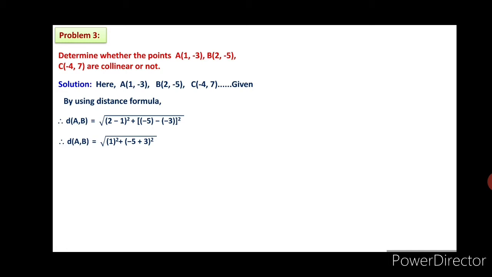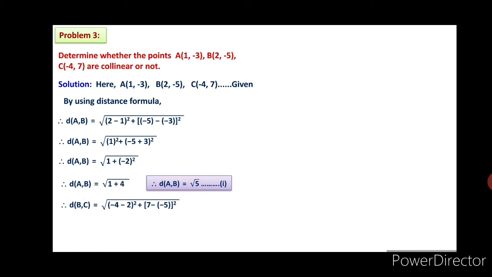Therefore distance between A and B can be written as under root of 1² + (−5 + 3)². Therefore distance between A and B is under root of 1 + (−2)². Therefore distance AB is equal to under root of 1 + 4, that is distance between A and B is root of 5. This we can write as equation 1. Now we will find out distance BC.